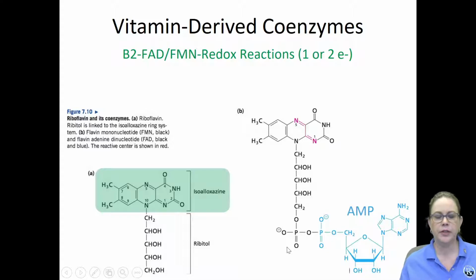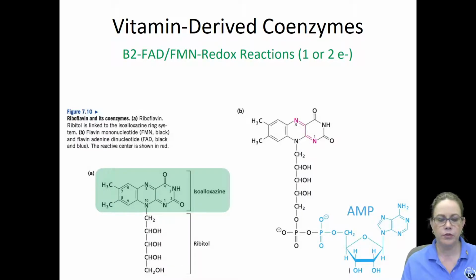Next up, rather than go in the vitamin order, we're going to stick with vitamins or coenzymes that have similar groups present. And here we're going to stick with those having some type of adenosine monophosphate or adenosine diphosphate present in it. So first up, we're going to look at our flavoenzymes.